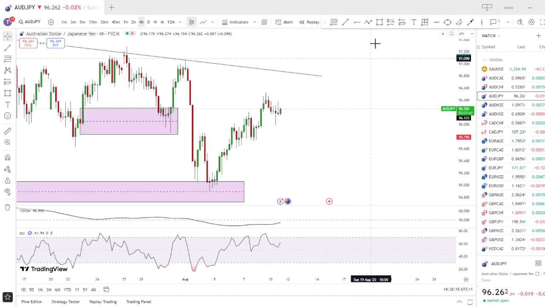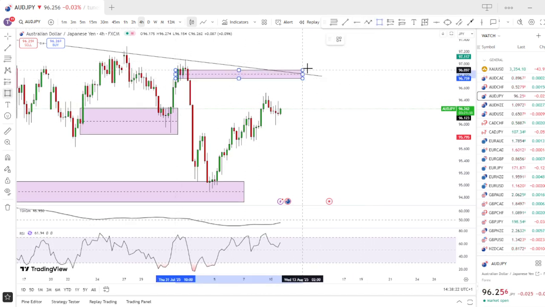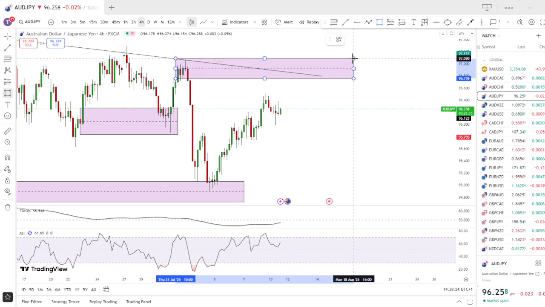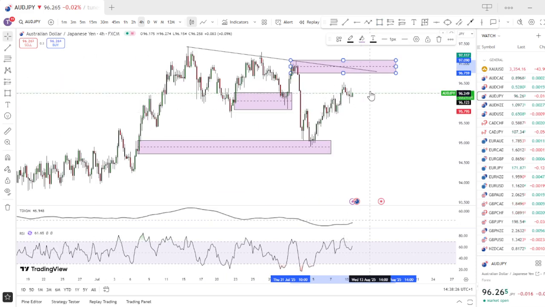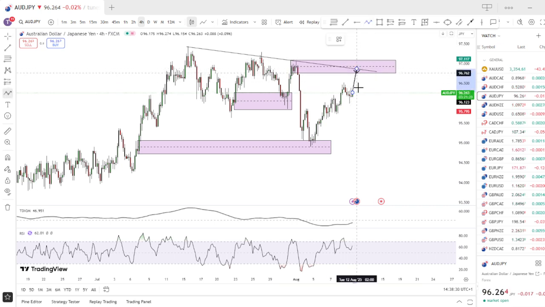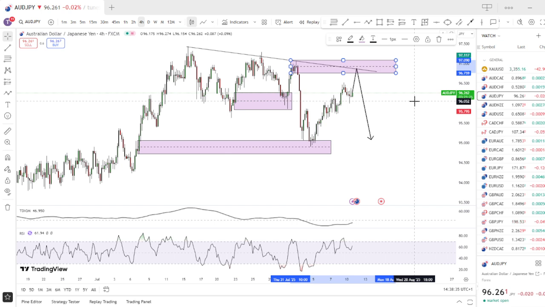All right, so let's see. We have that there. I think that's fair enough. I would want to work with this also, maybe just the whole of this region here. So if I'm working out for sales for AUDJPY, that's going to be basically my sell POI between 97.090 and 96.759.